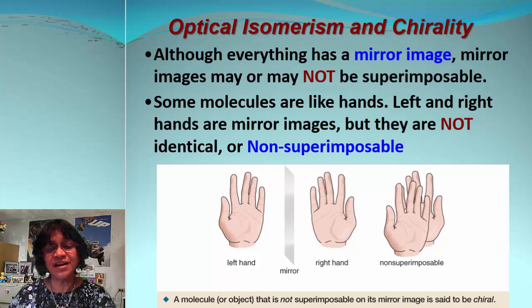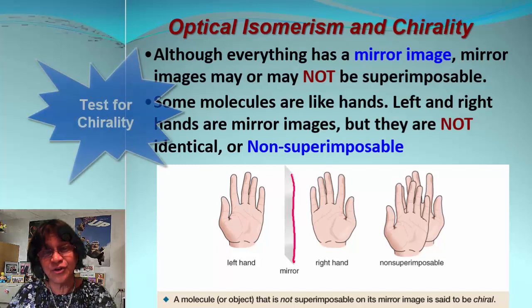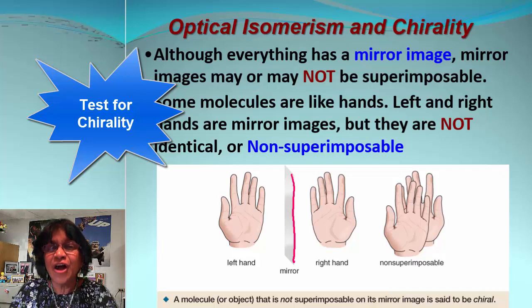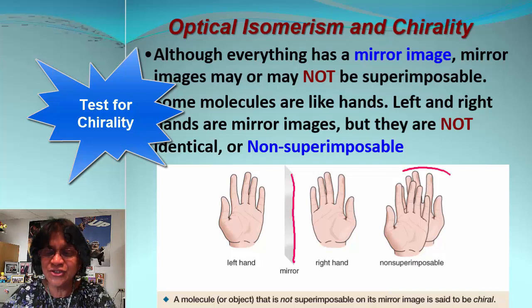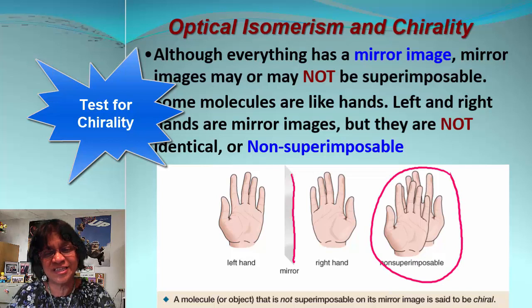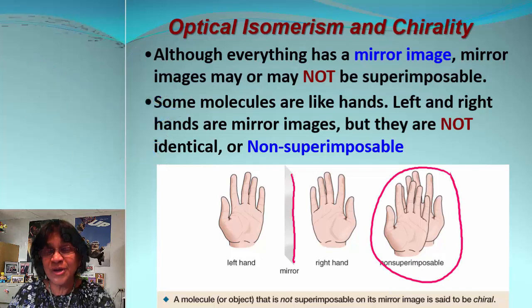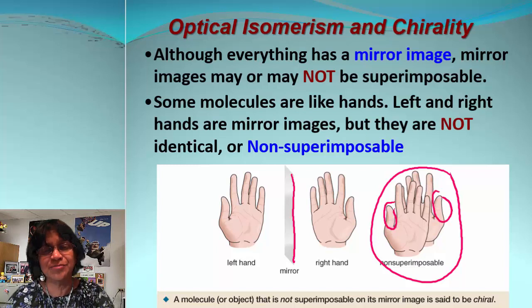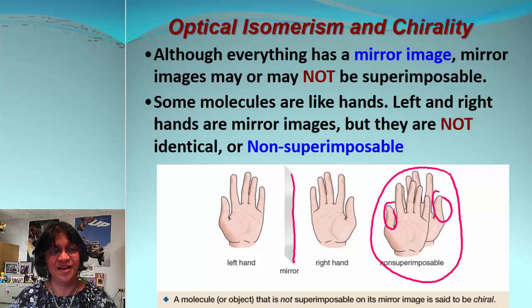Now take the example of hands. Your left hand and right hand. If you imagine there is a mirror in between your left and right hand, your right hand appears as if it's a mirror image of the left hand. Now try to put both these hands together as it is shown in this picture. Can you superimpose those? Nope. You can never match the thumb on one hand with the thumb on the other hand. So that means they are not superimposable.